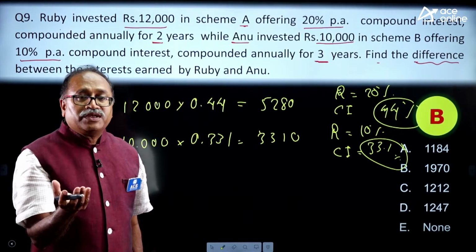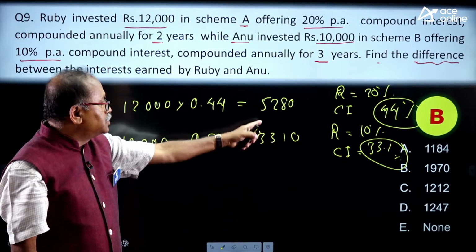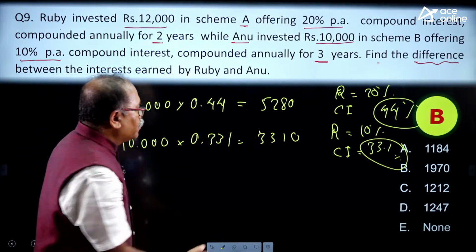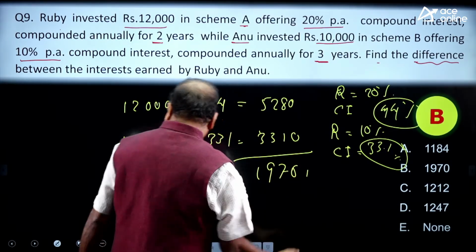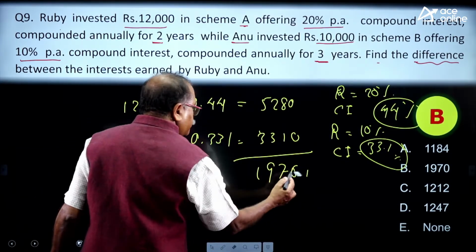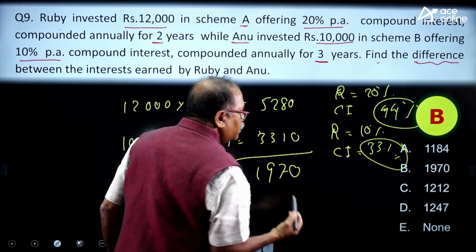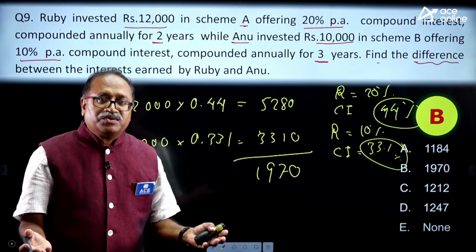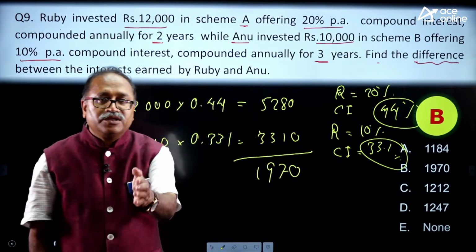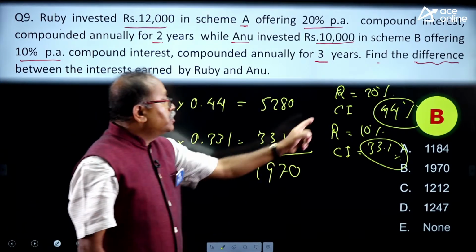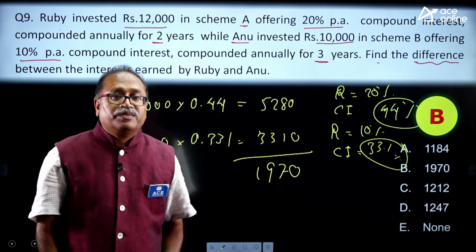What is the difference between the interest is the question. So just simply find it out. I can notice that the difference between these two is 1970. So 1970, that's my answer. It's a very direct question, provided you know for 10%, 3 years in compound interest is 33.1%. For 20% per annum, for 2 years, the compound interest will be 44%.